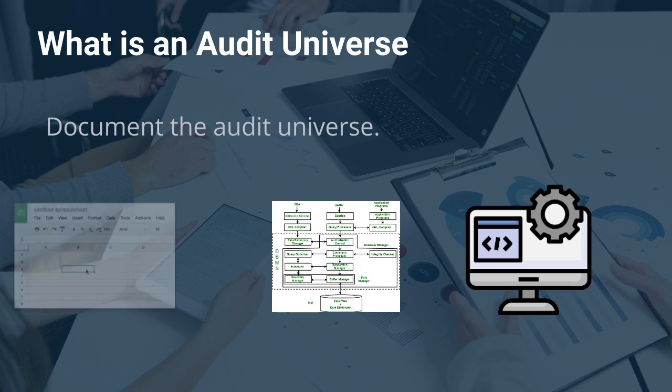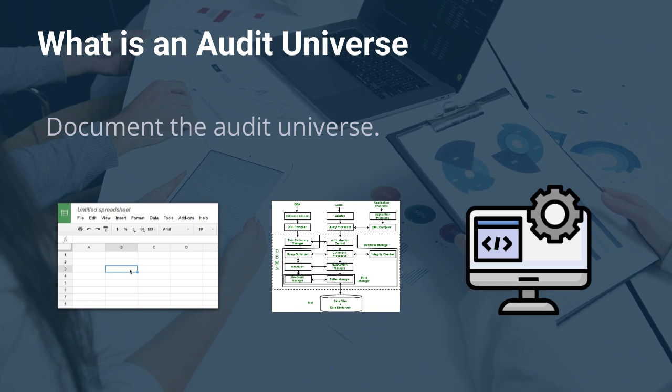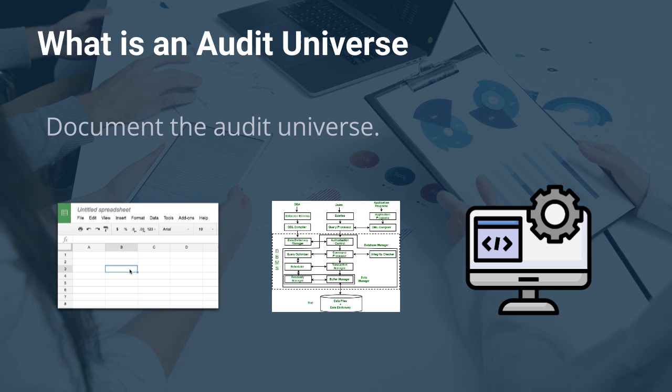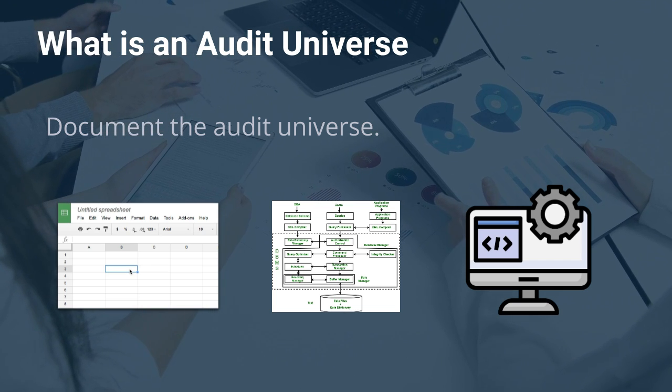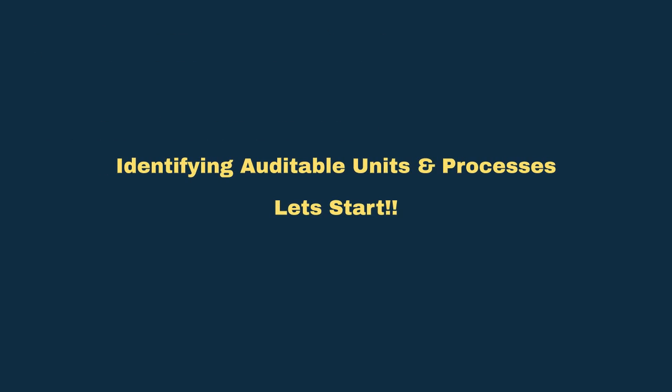Some organizations use a spreadsheet or database to track the audit universe, while others may use specialized software. For this tutorial, we will use a spreadsheet to document the audit universe. So here are the steps with some practical examples on how to identify auditable units and processes in developing an audit universe.